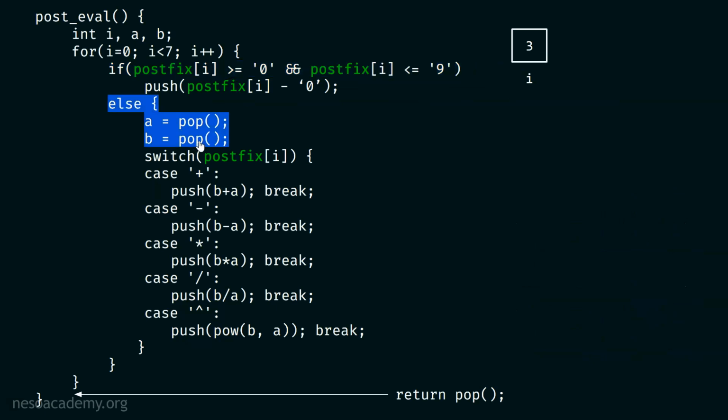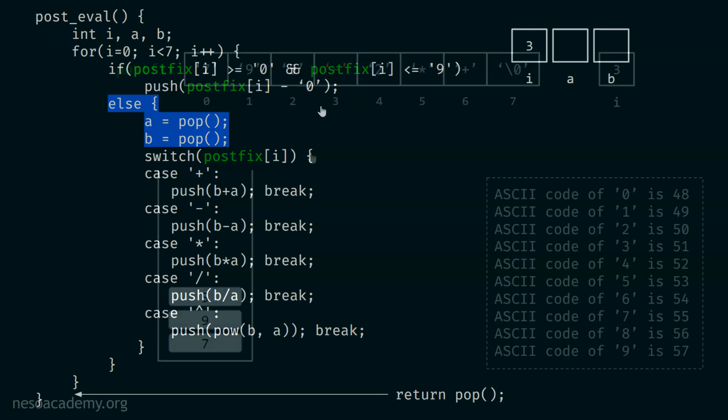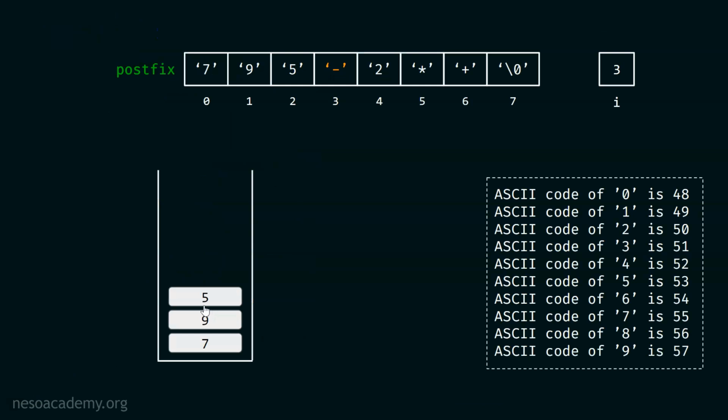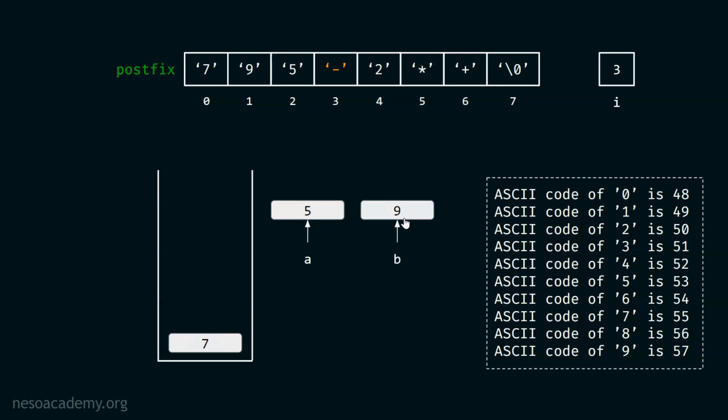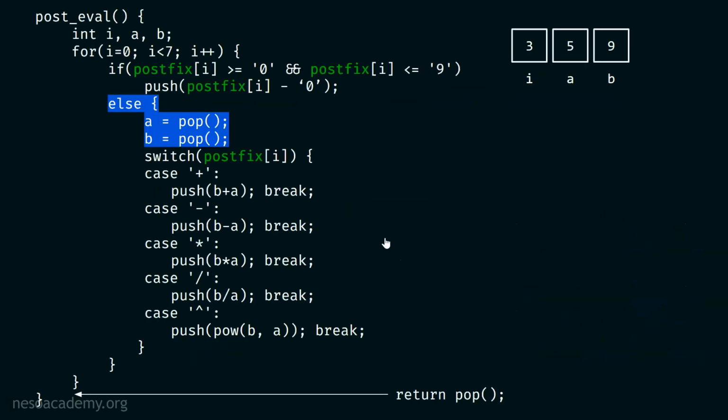Isn't that so? Here we will pop the topmost element and the second topmost element of the stack and we will store them in A and B variables respectively, right? The topmost element will be stored at variable A and the second topmost element will be stored at variable B. As you can see over here, this is the topmost element and this is the second topmost element, right? So A and B are 5 and 9 respectively.